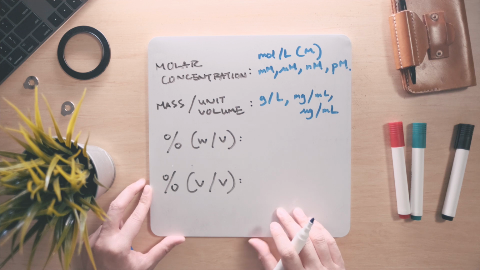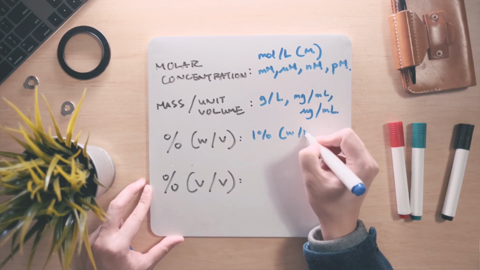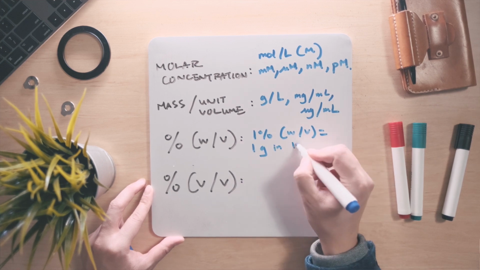Percentage weight per volume. This is written as percentage, weight / volume. A solution listed as 1% weight per volume means 1 gram in 100 mls final volume.